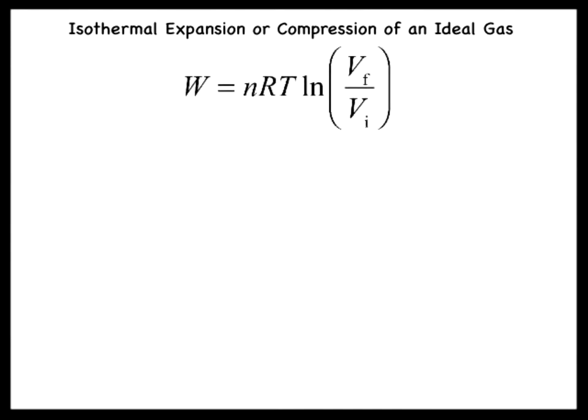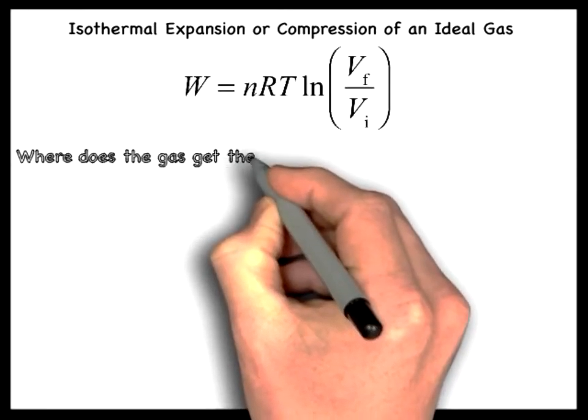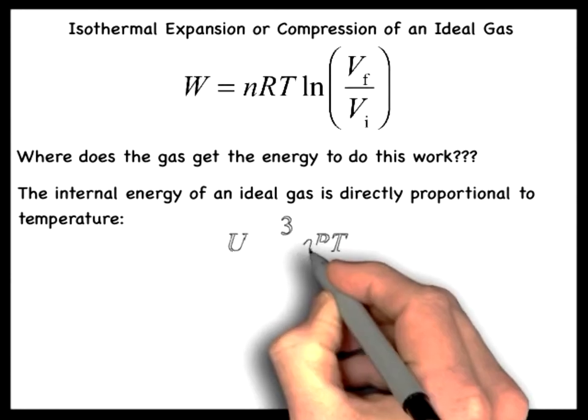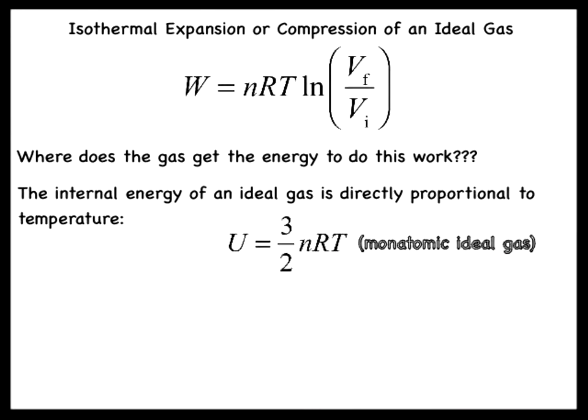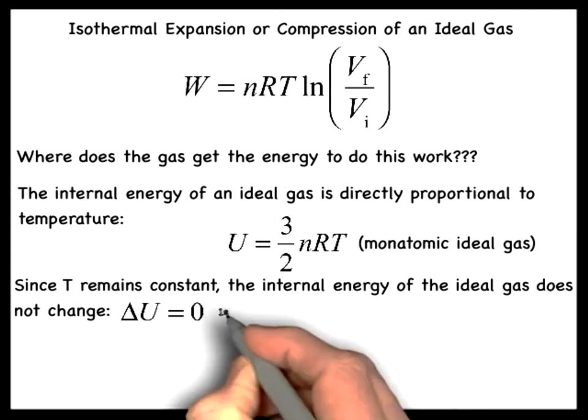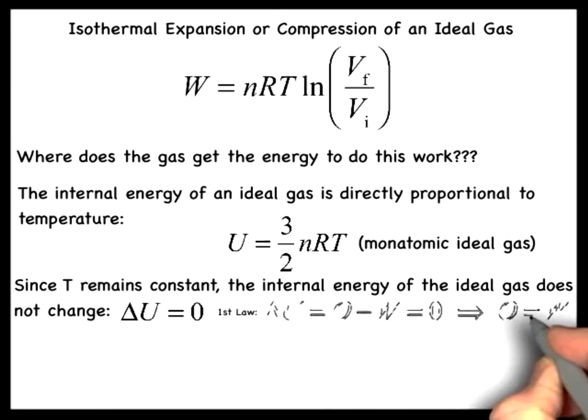An important question to ask is, where does the energy to do this work come from? The internal energy of any ideal gas is directly proportional to its temperature. For example, U is equal to 3/2 nRT for a monatomic ideal gas. Therefore, the internal energy of the gas remains constant throughout the isothermal process, and the change in internal energy is zero. As a result, the first law of thermodynamics becomes the following.